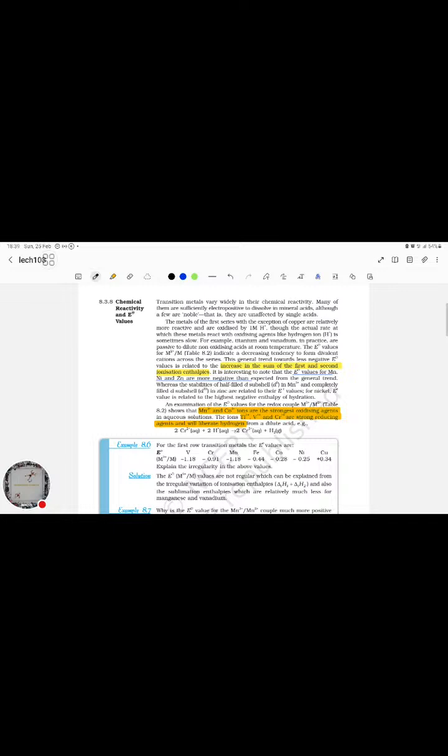The standard electropotential values for M2 plus to M, that is dipositive cation to a metal, indicate a decreasing tendency to form divalent cations across the series. This general trend towards the less negative electropotential values is related to the increase in the sum of the first and second ionization enthalpies.